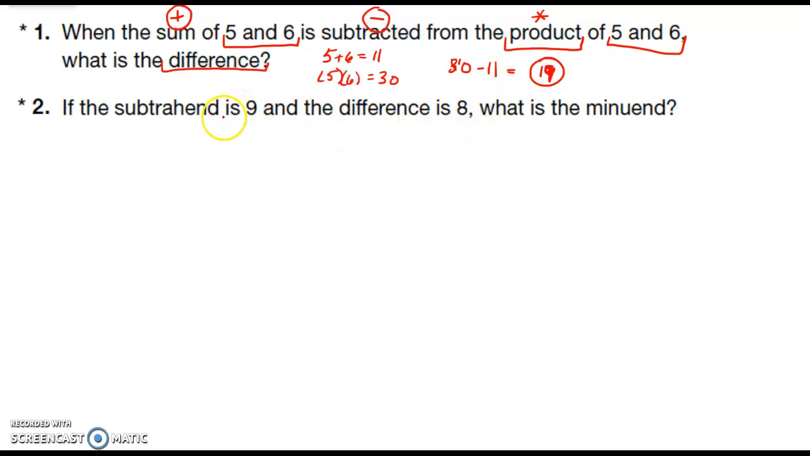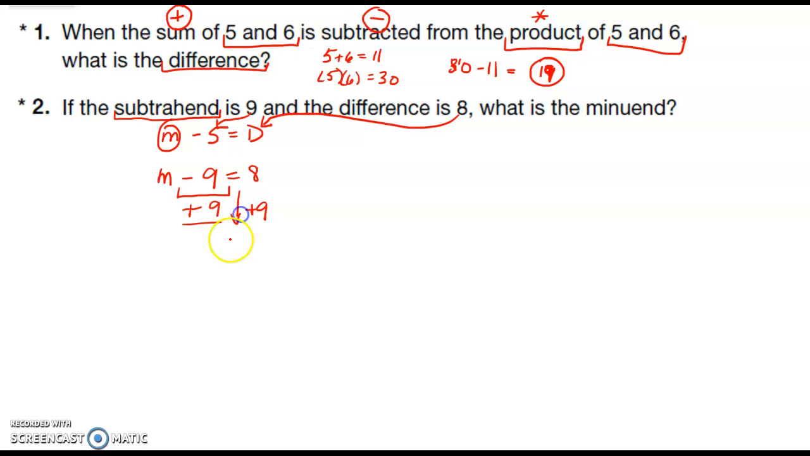There we go. Okay. Subtrahend. So we know this has something to do with minuend minus subtrahend is equal to the difference. So that means that the 9 is going to go right there. And the difference is 8. What is the minuend? Okay, so the minuend minus 9 is equal to 8. So what I'm going to have to do is the opposite to get rid of this 9 on this side and bring it over to this side. So the opposite of subtraction is addition. And my equal sign is going to come all the way down here, and my m is going to come all the way down here.